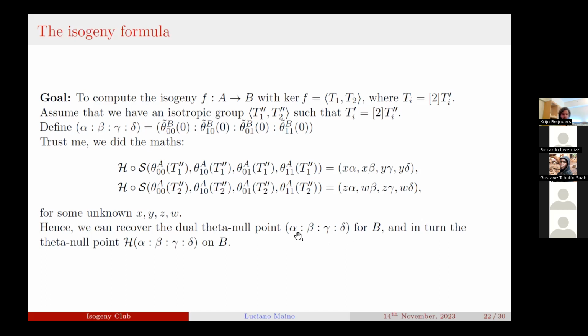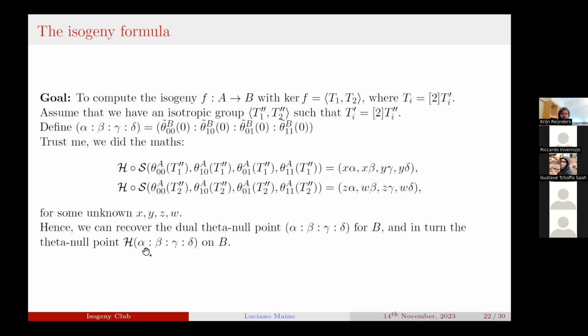So this is the point we are going to recover. Since we are working projectively, let's divide everything by alpha. So the first coordinate will be 1, and then we have beta over alpha, gamma over alpha, and delta over alpha. For instance, the coordinate beta over alpha can be computed as X beta over X alpha, and the same you can do for gamma over alpha. You just divide X gamma by X alpha, and then you do the same for delta. For delta, you need to combine other relations. In this way, you have access to the dual theta null point.